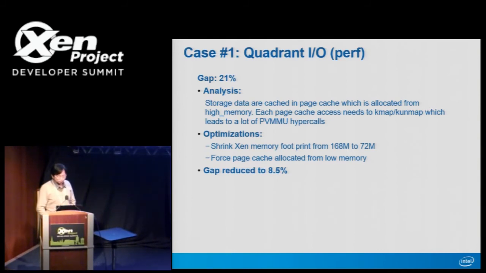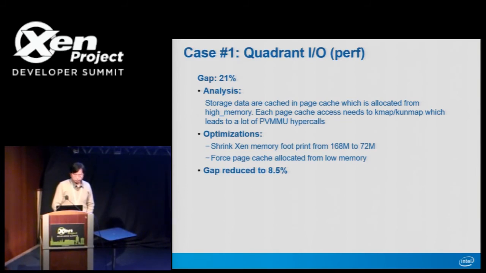As I pointed out earlier, Coding I/O has a gap. The gap is about 21%. We analyzed Coding I/O with Xen trace. We found that the storage data are cached in the page cache, which is allocated from high memory. Each time someone wants to access the page cache, it needs to kmap the page cache, and after access, it will kunmap the page cache. That introduced another problem, because it introduced a lot of PV MMU hypercalls, such as MMU update and MMU extended hypercalls to flush the TLB.